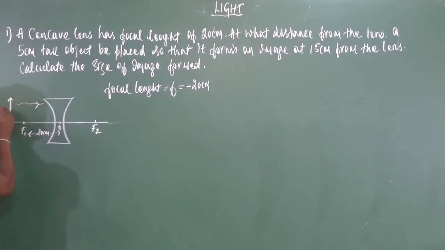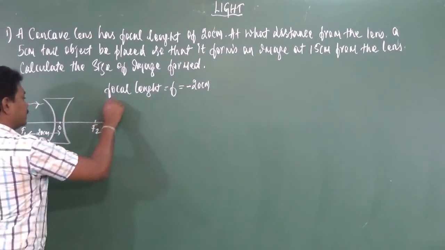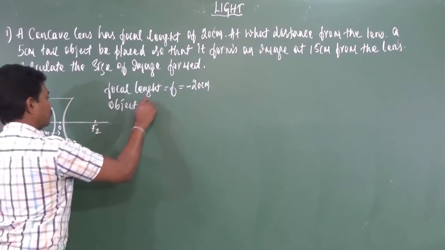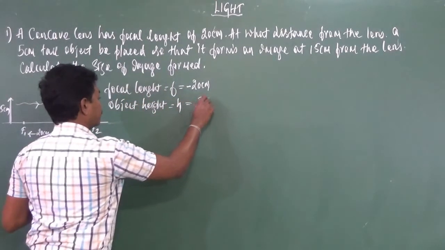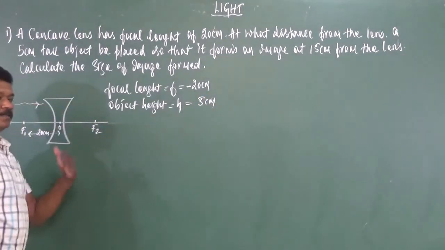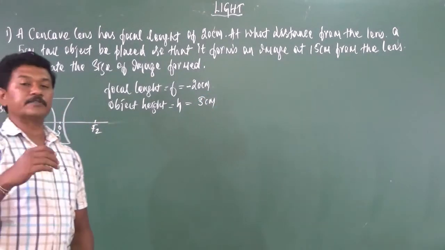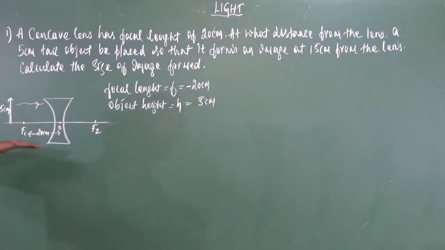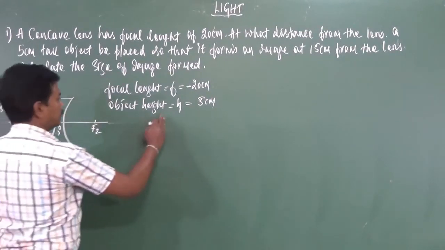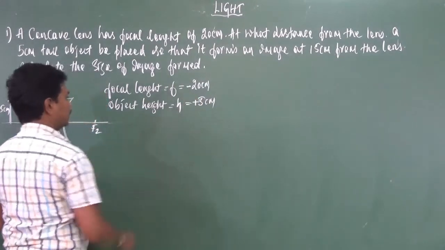So the height of the object is 5 centimeters. So object height is equal to h is equal to 5 centimeters. So shall I take it as plus 5 centimeters or minus 5 centimeters? It should be taken as plus 5 centimeters because here anything we measure above the principal axis is taken as positive. So therefore h is equal to plus 5 centimeters.